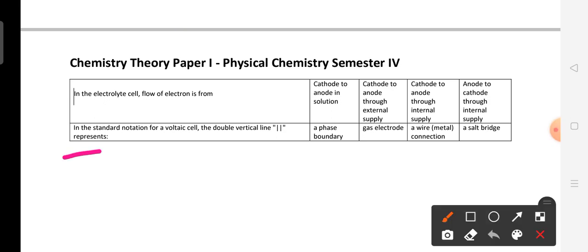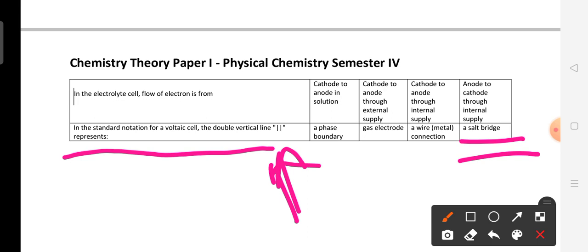Then the last question is, in the standard notation for a voltaic cell, the double vertical line represents. The answer to that question is a salt bridge. The double vertical line shows the salt bridge.